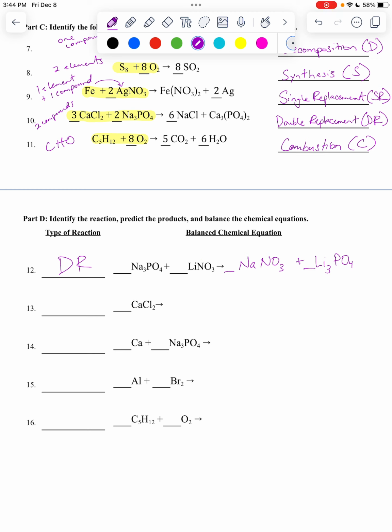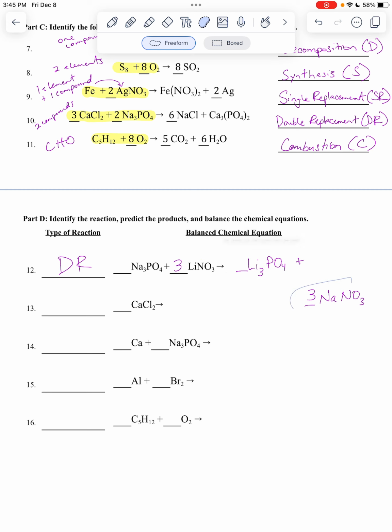So I have 3 sodium on the left, so I'm going to put a 3 in front there. That's going to give me 3 sodium and 3 nitrate groups, which means I need 3 here to get my 3 nitrate groups here. And that's also going to give me 3 lithium, and that'll balance out the 3 lithium that I have on the product side. So 1, 3, 3, 1, based on how I wrote it. If you switch the 2 products in the end, it'd be 1, 3, 1, 3. Does not matter. If you decided to write it like this, either way, it does not matter what order.